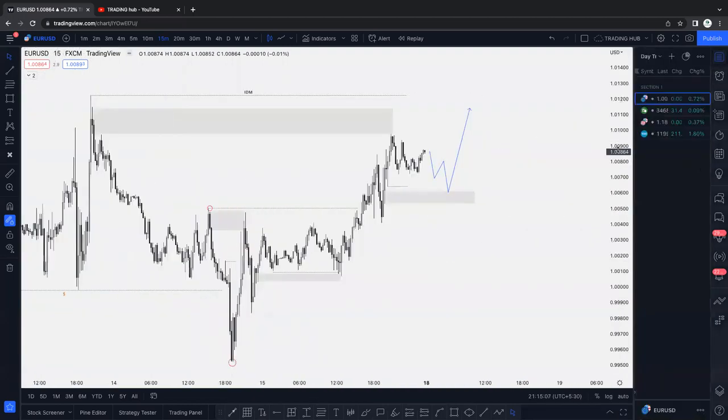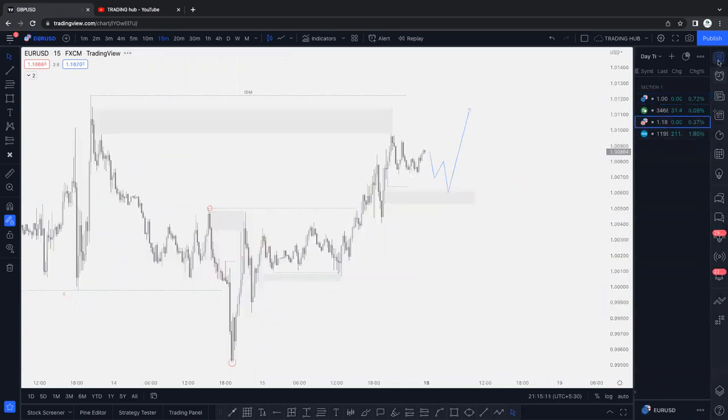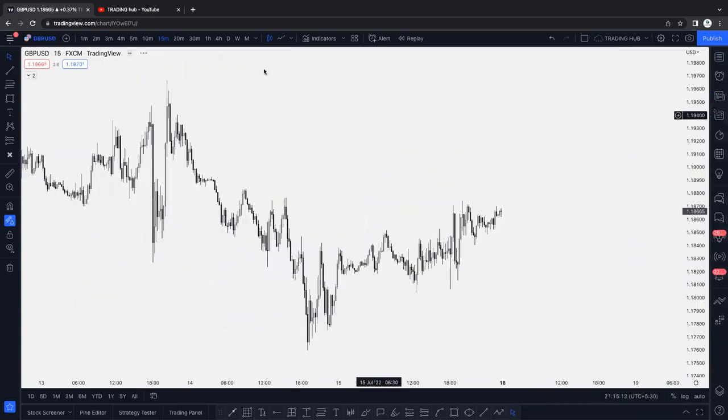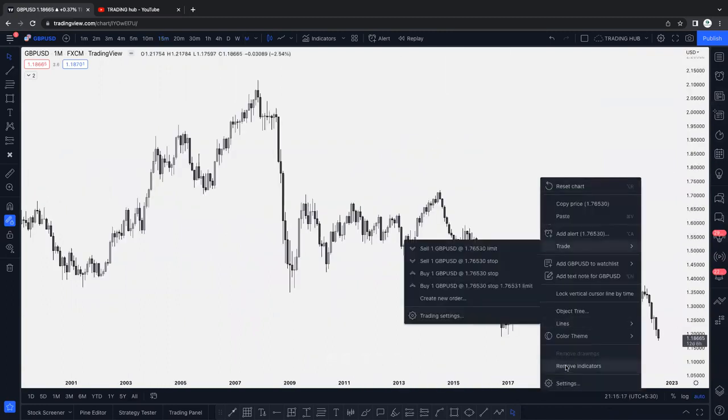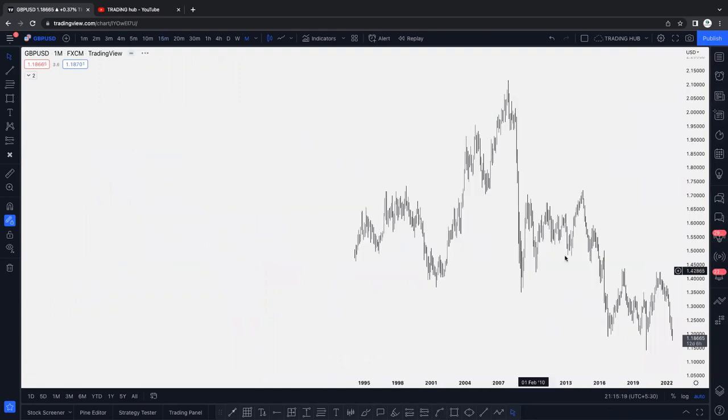So I think now we switch into another pair, GBP/USD. Start with the monthly perspective. First delete everything. Okay, already clear.